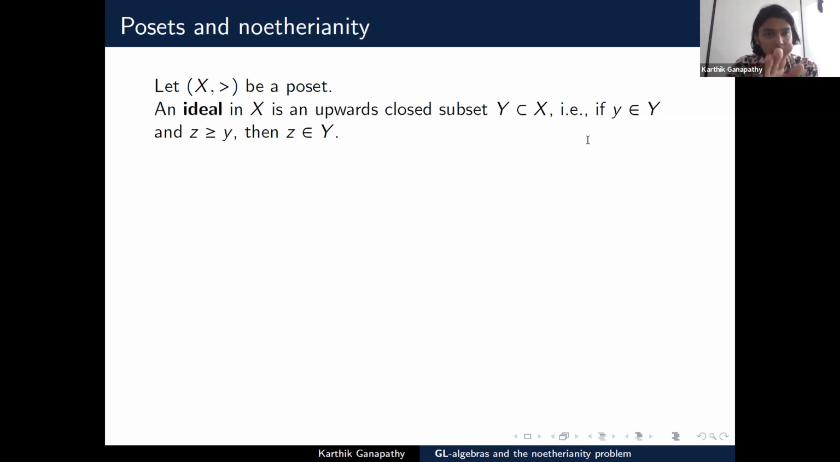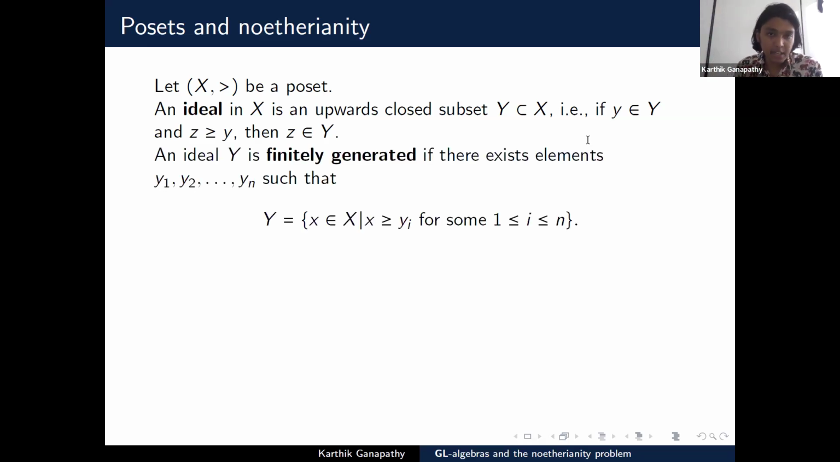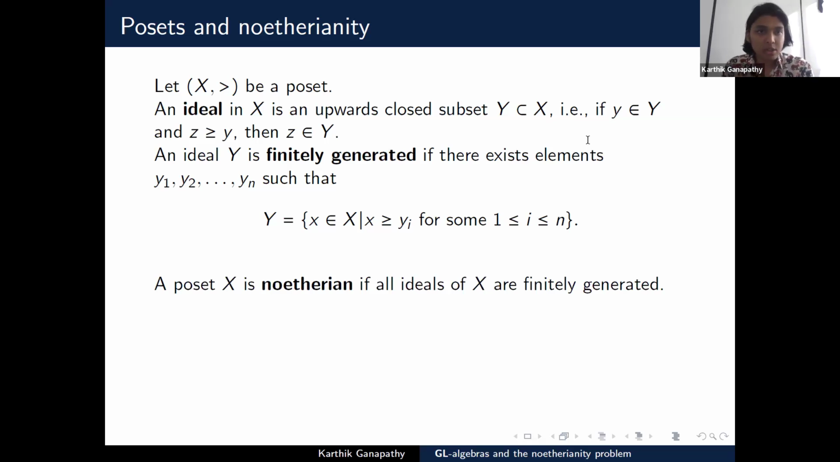More generally, we say an ideal is finitely generated if you have finitely many elements y1 through yn, such that the subset Y is defined by all elements which are bigger than or equal to yi for some i with 1 ≤ i ≤ n. Okay. And we say a poset X is Noetherian if all ideals of X are finitely generated.